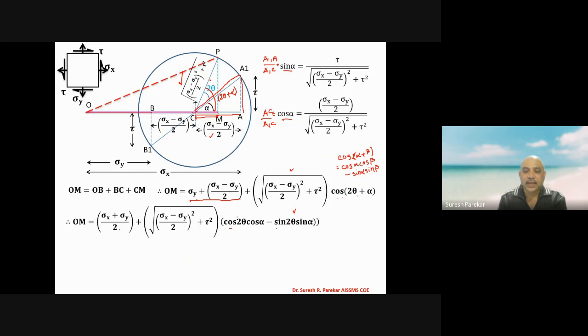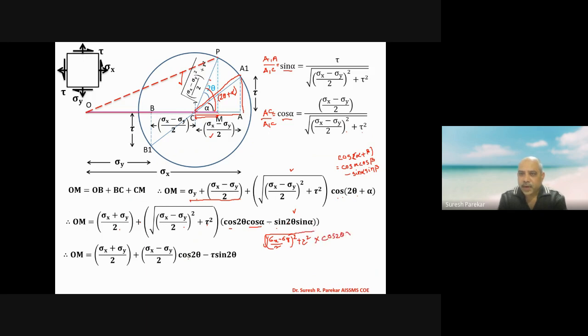So we will have OM equal to, if I put this cos alpha, sigma x minus sigma y by 2 divided by root of sigma x minus sigma y by 2 whole square plus tau square. So this denominator and this term will get cancelled, and we will have sigma x minus sigma y by 2 cos 2 theta. Then minus we have this, and when we multiply this, if we separate out these terms, I can separate out this sigma x minus sigma y by 2 whole square plus tau square, this is in root, into cos 2 theta.